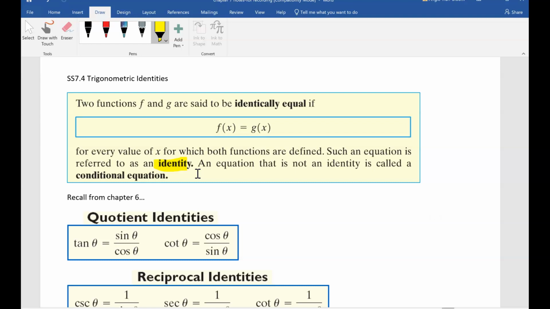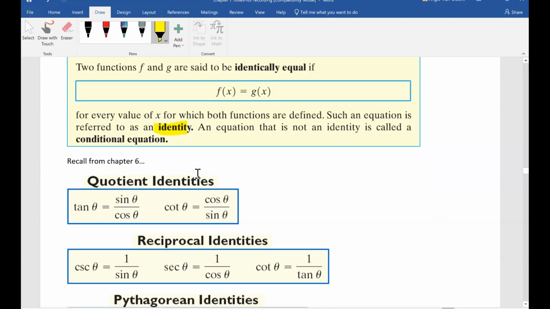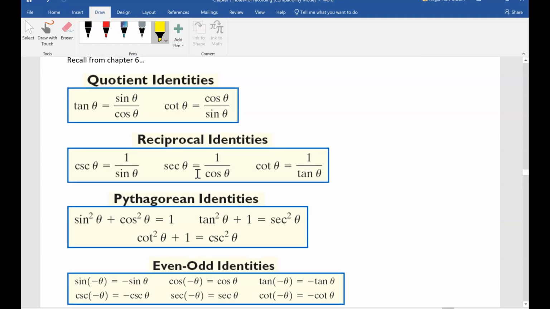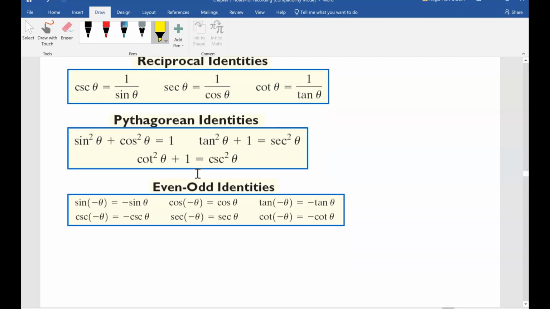Now, chapter 6, which is the review unit, unit 0 for you, from last year. As we know already, tangent is always going to be sine divided by cosine. Cotangent is the reciprocal of that, so that's cosine divided by sine. Cosecant is the reciprocal of sine. Secant is the reciprocal of cosine, and cotangent, again, is the reciprocal of tangent.